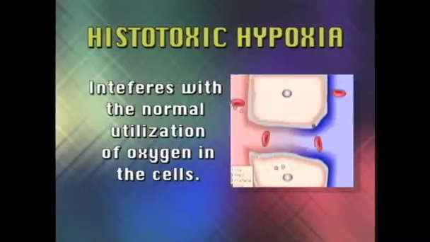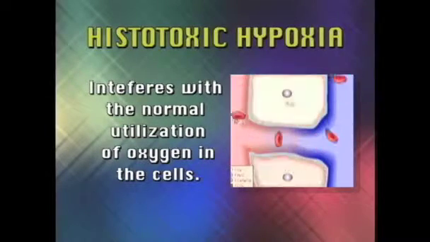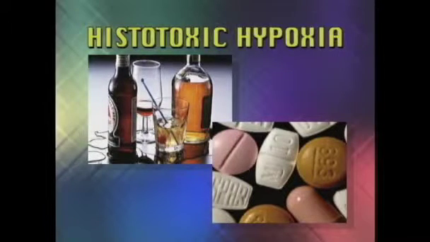Histotoxic hypoxia occurs at the cell level. Histotoxic hypoxia interferes with the normal utilization of oxygen in the cells. Alcohol and drugs are 2 items that can bring about this condition.